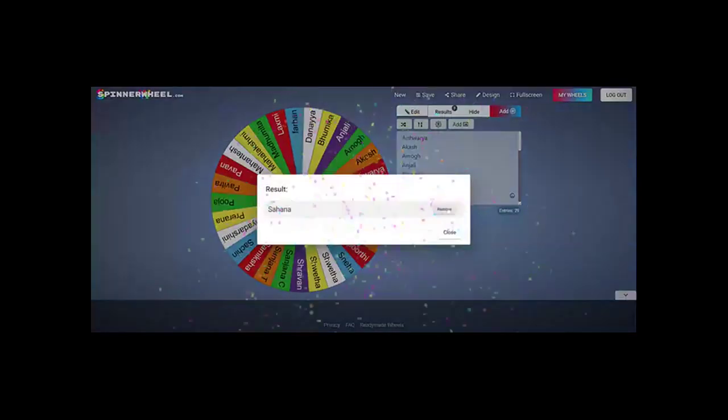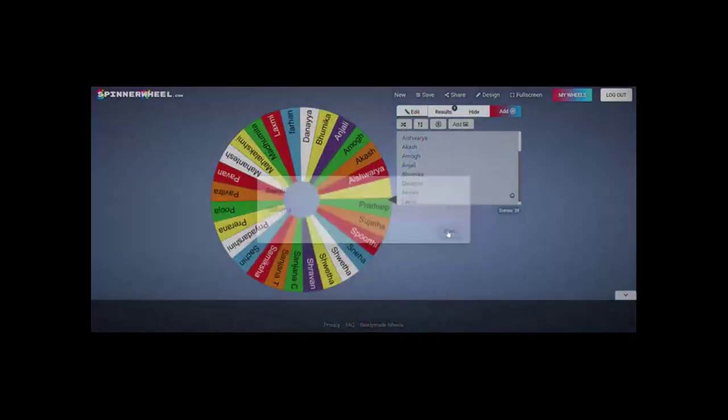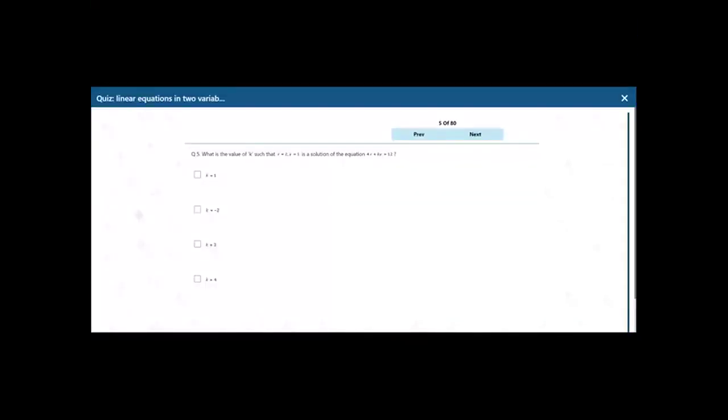Sahana? Sahana is there? Yes, ma'am. You have to answer this, Sahana. Your question is, what is the value of k such that x equal to 2, y equal to 1 is a solution of 4x plus ky equal to 12? Ma'am, 4. Correct.